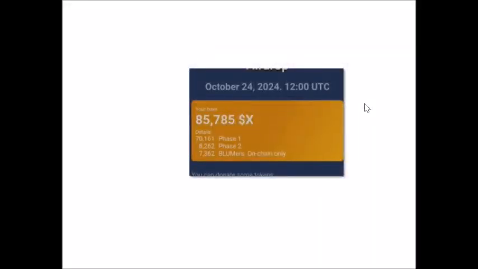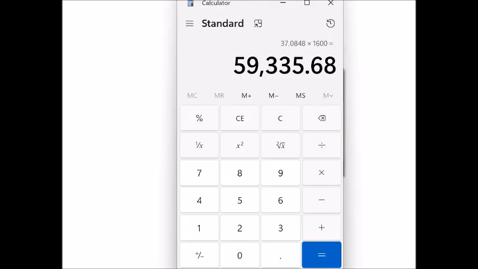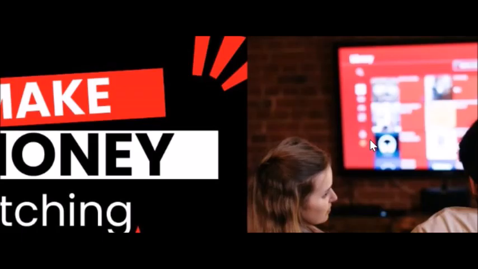Let me use the example of 85,785. If your allocation is 85,785, what you do is, if the listing price is 0.00050, with 85,785, you are going to get $42, and you multiply by 1,600, that is going to give you about 68,628 naira.